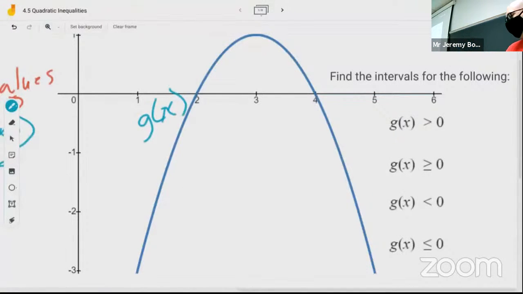Want to know where is g of x greater than 0? Where g of x is greater than or equal to 0? Where g of x is less than 0? And where g of x is less than or equal to 0? Notice that it's a different type of parabola, right? The other one opened up, this one opened down.